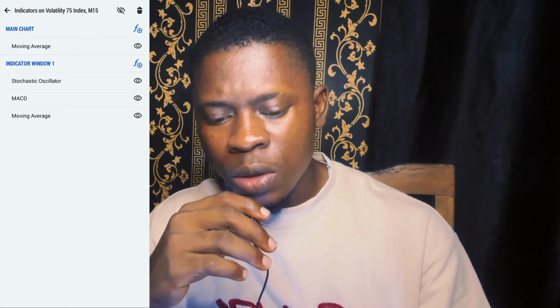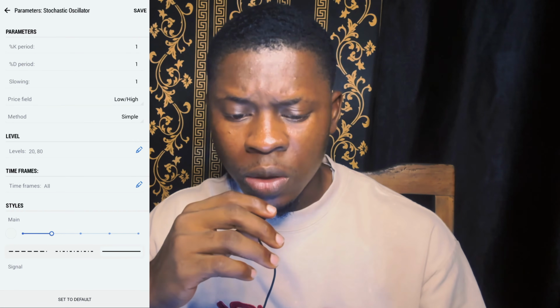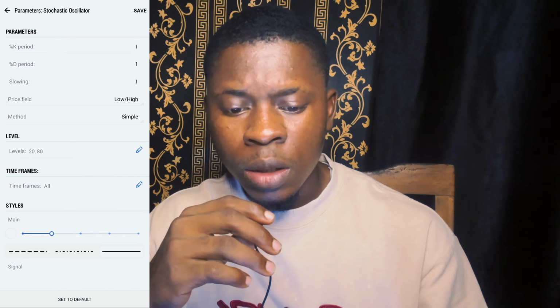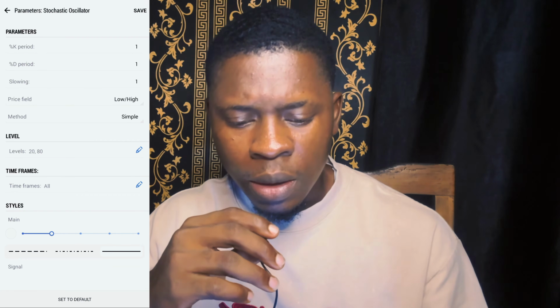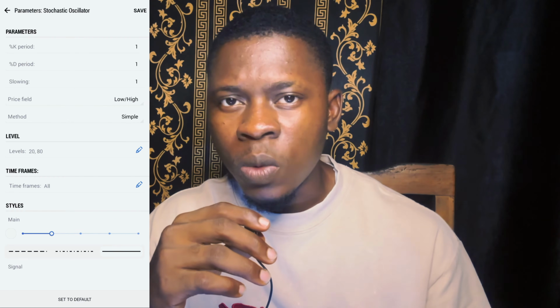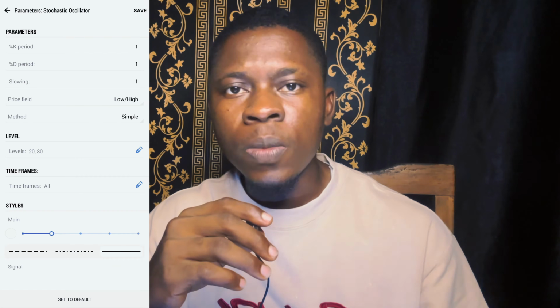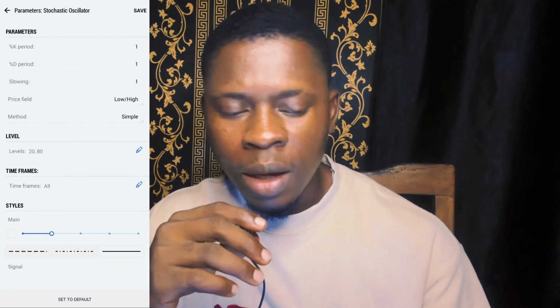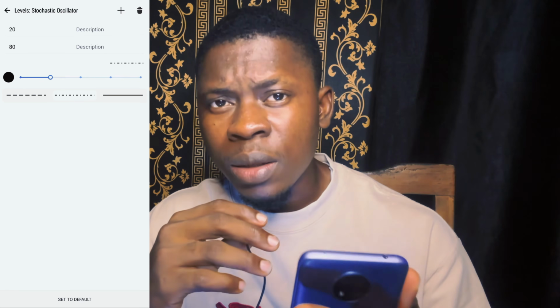Then the second indicator is going to be the stochastic oscillator. For the stochastic oscillator, the percentage K period is going to be 1. Then the D period 1. Slowing is going to be 1 as well, all right? Then for the method, you put that to simple. Price feed is going to be low/high, all right? Then for the levels, you put on 20 and 80.